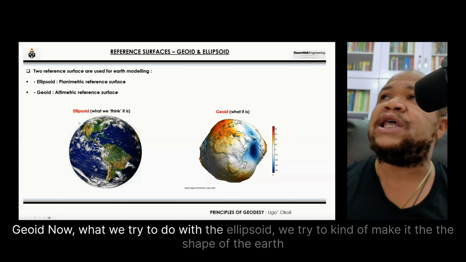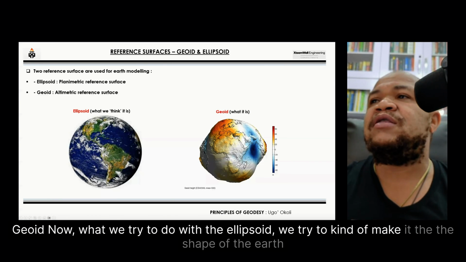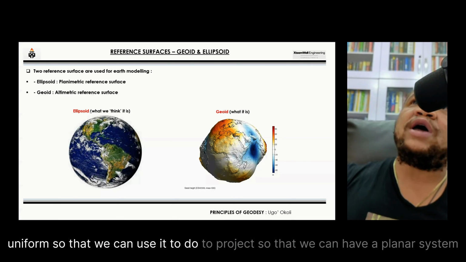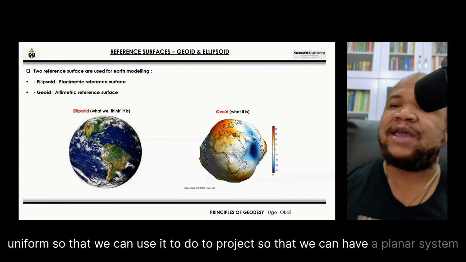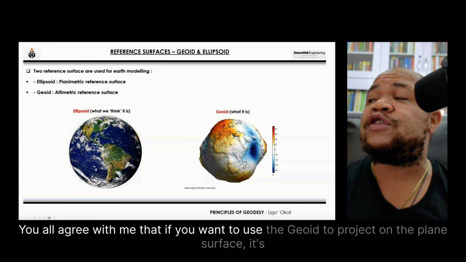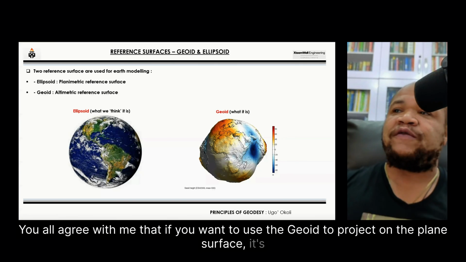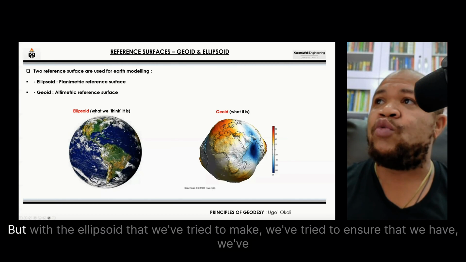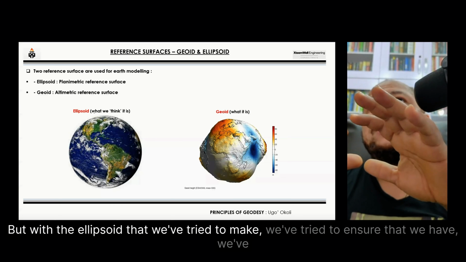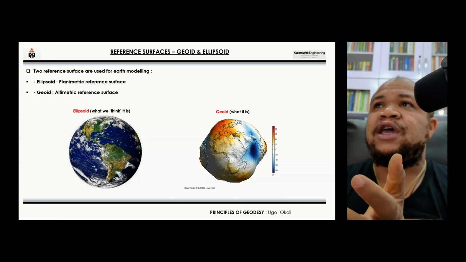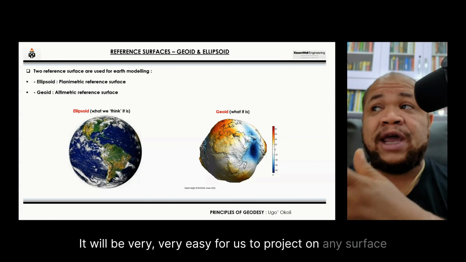Now, what we try to do with the ellipsoid is make the shape of the earth uniform so that we can use it to project. We can have a planar system, so we can use it to project. You all agree with me that if you want to use the geoid to project on a plane surface, it's going to be very, very difficult because of the irregular surface that it has. But with the ellipsoid, where we've constructed a uniform system, it will be very, very easy for us to project on any surface.